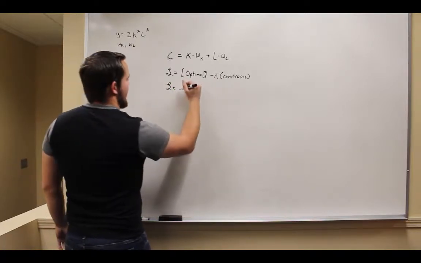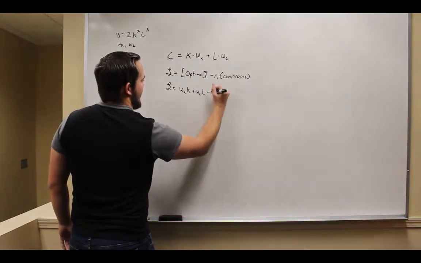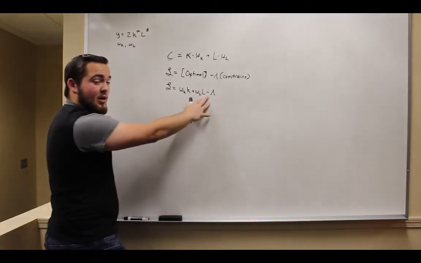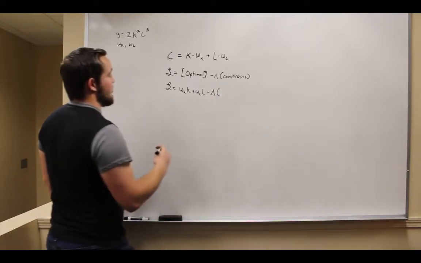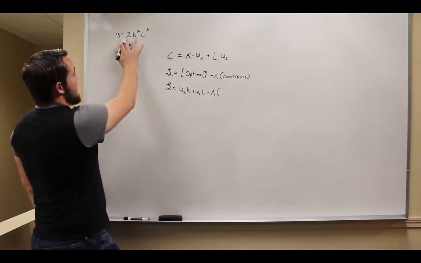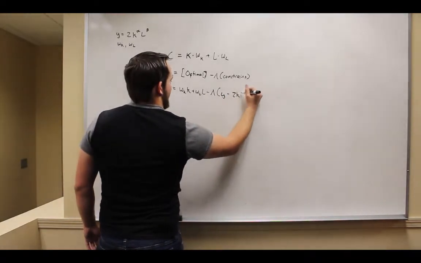So it's our cost function, that's WK times K plus WL times L. This can be a plus or minus lambda. I prefer to use minus just because the algebra works out a little nicer. And this is going to be times y minus the production function.